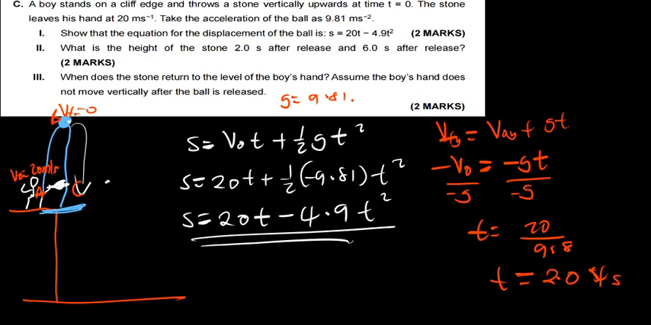Now, one thing I want you guys to understand is that this is the time from point A to B. To find the time it was in the air, the time it took for the ball to go up and come back, you do times 2. So the time you are looking for is 2.04 times 2, which is 4.08 seconds, or you can say 4.1 seconds.